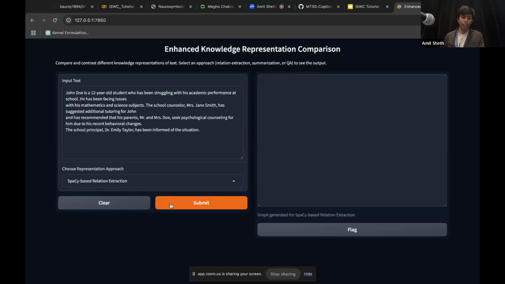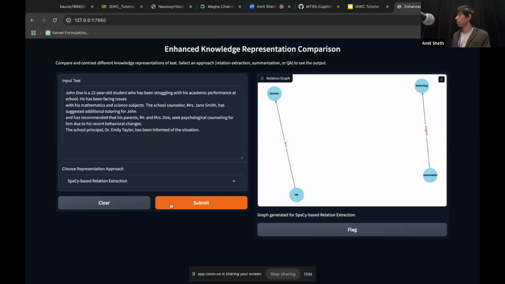So if you use a syntax-based, constituency parsing based relationship extractor, you get this. So you find that there's a he, they're facing issues. There is a counselor that is suggesting tutoring, which is okay. So you can think of this as the brain of the machine. This is all it got from the text, right?